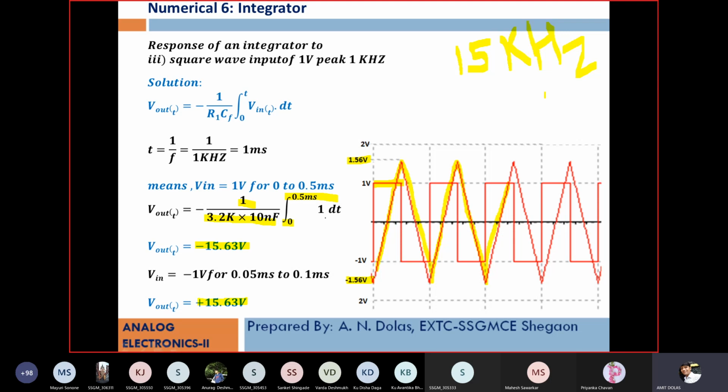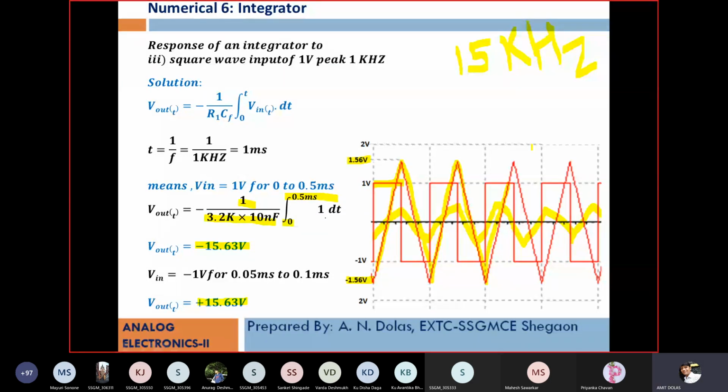If I increase the frequency above 15 kilohertz, say 20, 25, 30 kilohertz, say 40 kilohertz likewise, then the amplitude of the triangular wave will decrease like this. It will be small. And as long as it gives us a triangular wave, the integrator is working properly. Where it stops giving a triangular wave, that would be your highest integrating frequency.